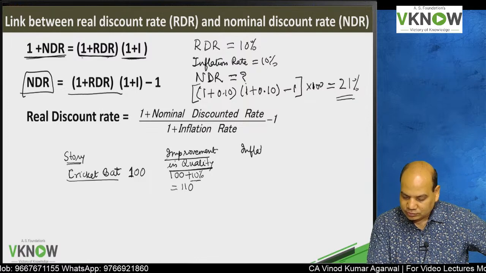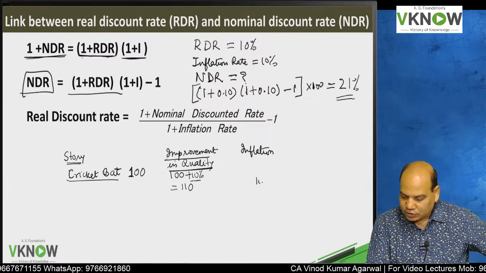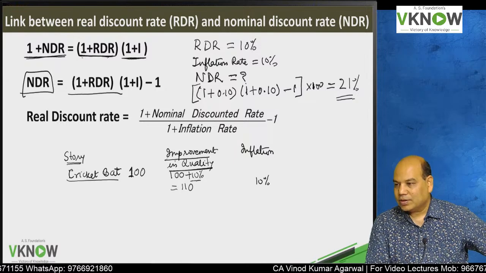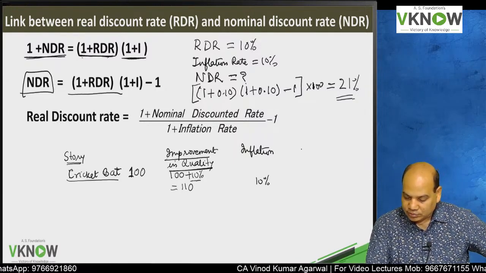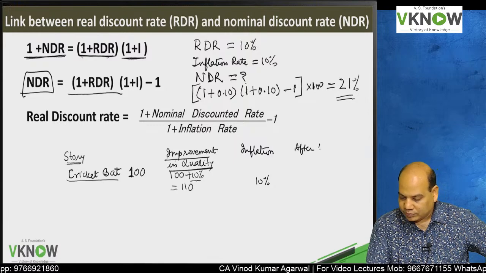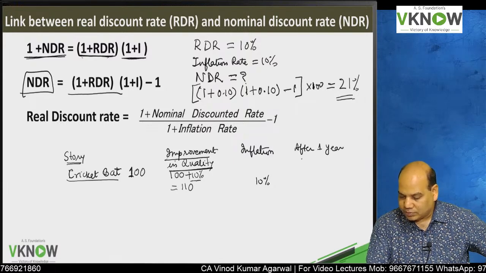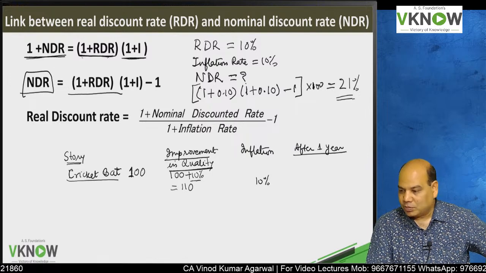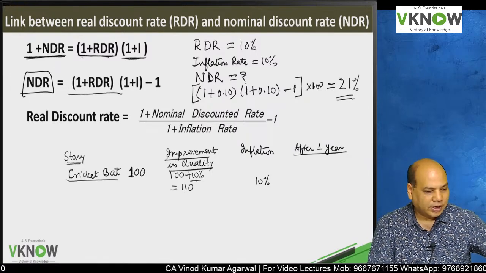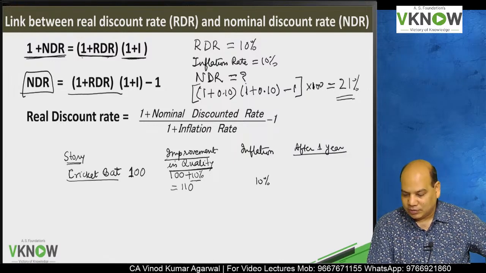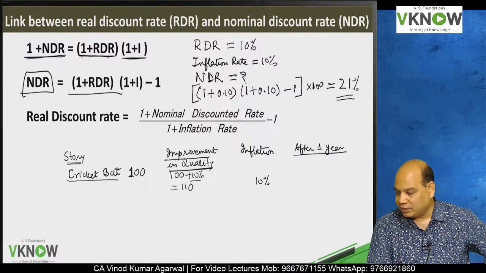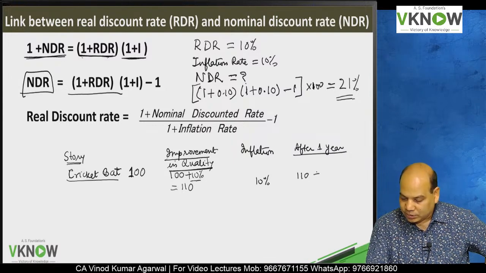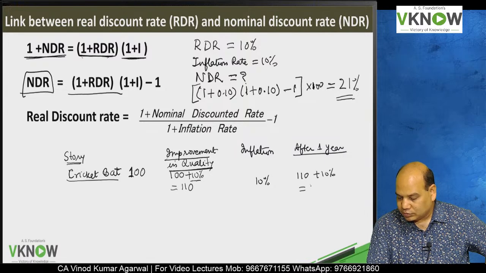And there was inflation of 10% during this period. So after 1 year, please reply, what is the amount you will pay for this cricket bat? Will you pay 120 or 121? 110 plus 10% you will take, 121.